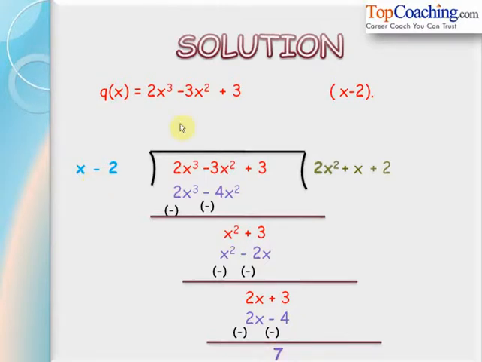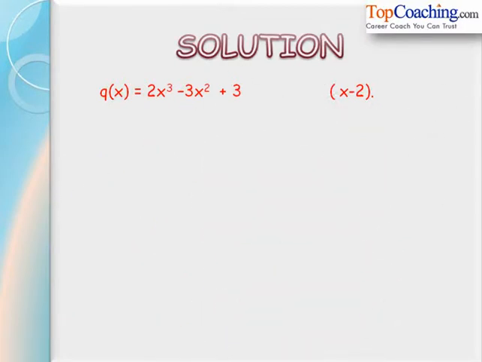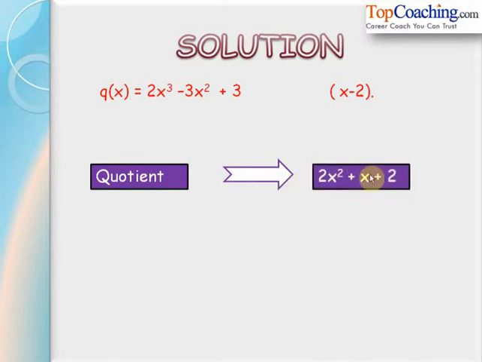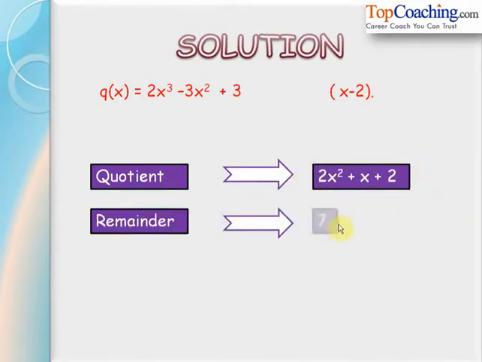And so if we divide the polynomial q(x) by x minus 2, the quotient is equal to 2x square plus x plus 2, and the remainder becomes equal to 7. Again, the important point is whenever we get the degree of the remainder less than the degree of the divisor, we stop the division process. So when we divide this polynomial by x minus 2, we get the quotient as this polynomial and we get the remainder equal to 7.